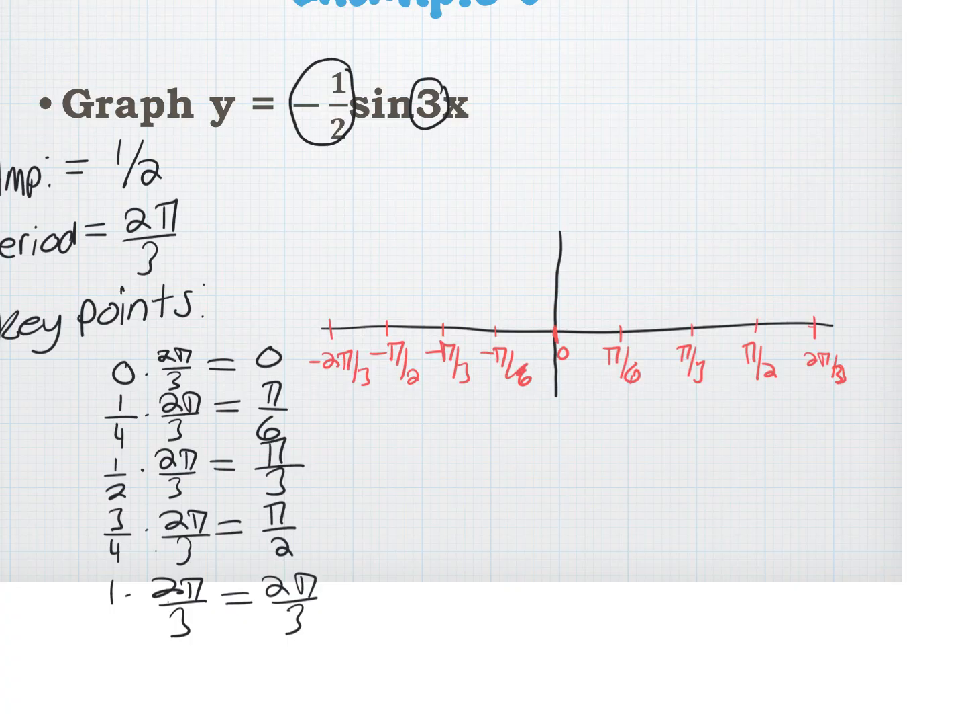And then 1/2 is the amplitude, so it's going to be 1/2 right here, and then negative 1/2 right here. All right, sine always starts in the middle, so I'm going to plot that point. Since it's negative, it's going to be reflected, so I'm going to go down then, right? Down, and then up, and then up, and then down. And then this is one reflected sine cycle, all right?